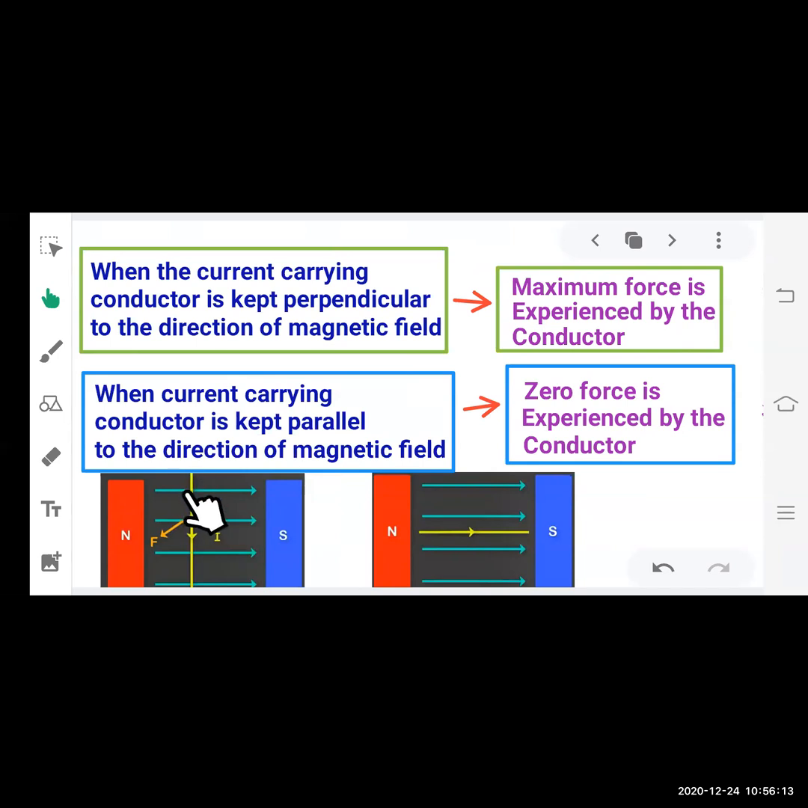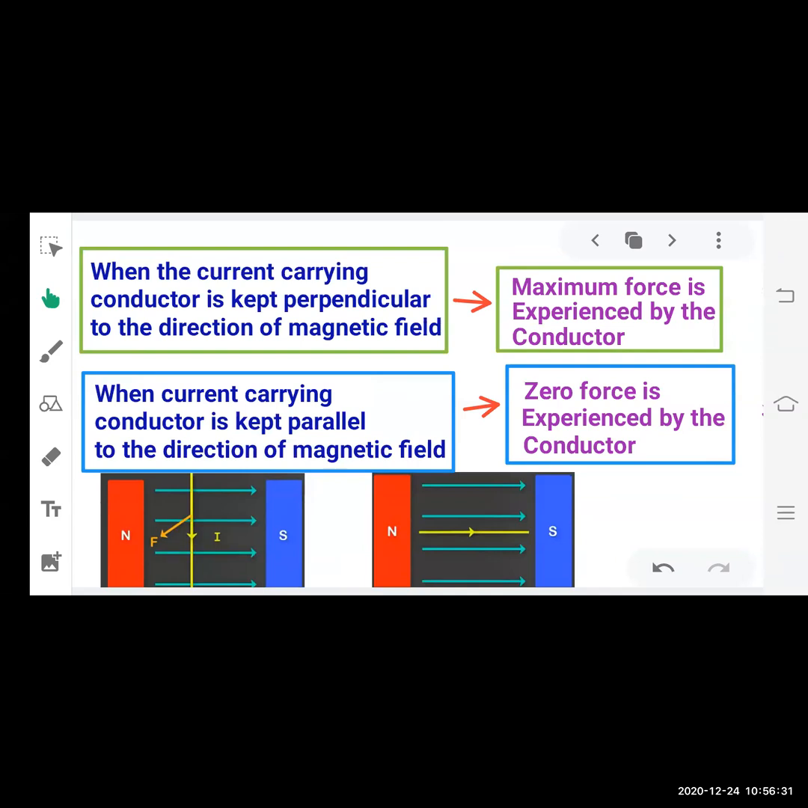You can see the current carrying conductor is represented by the yellow line. If the angle between this current carrying conductor and the magnetic field is 90-degree, that means they are perpendicular to each other. In that case, the maximum force is experienced by the conductor.